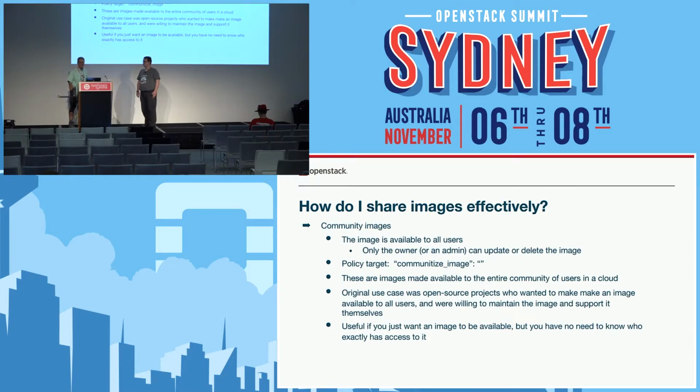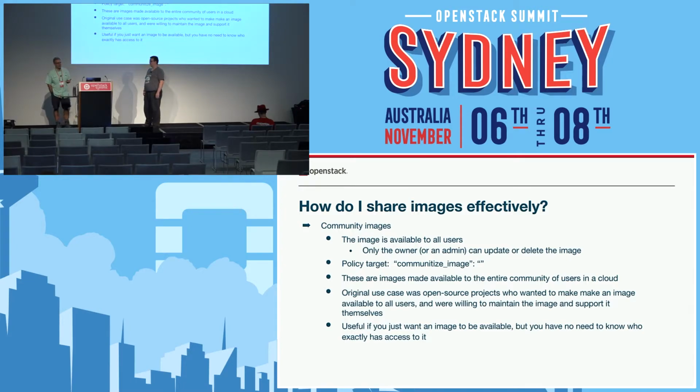But the idea behind the community images is just that it's an image that maybe an open source project or something has made, and they would like a lot of people to use it, and they're willing to maintain it and offer support for those people. And so that's kind of a nice thing, so we want that to be available. As I say at the bottom here, it's useful if you want an image to be available, but you have no need to know who exactly has access to it.